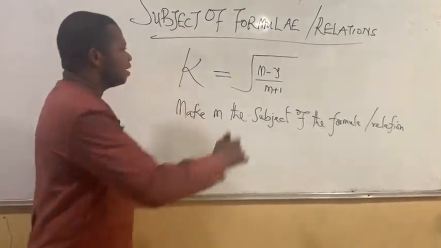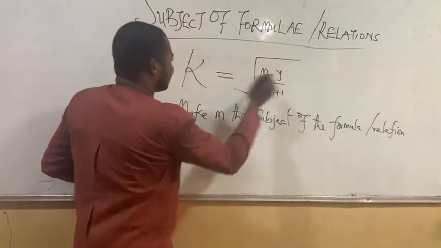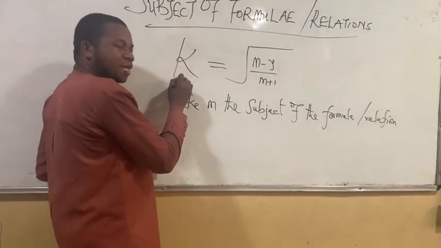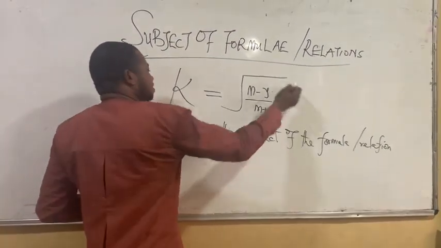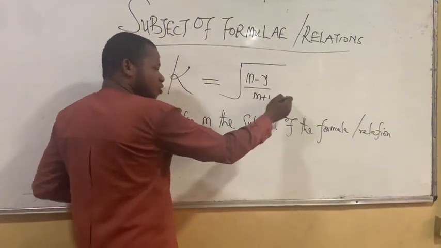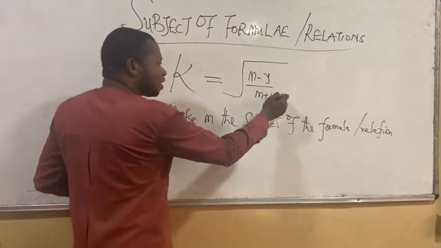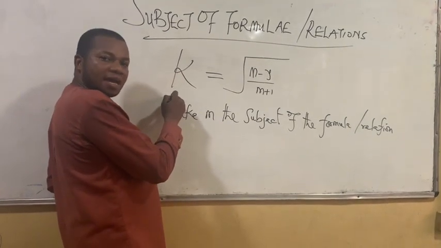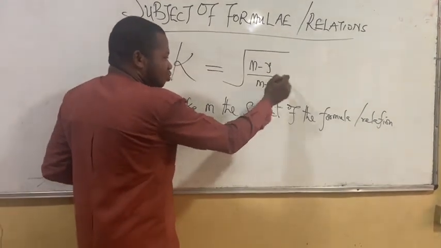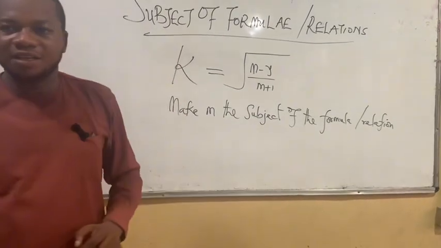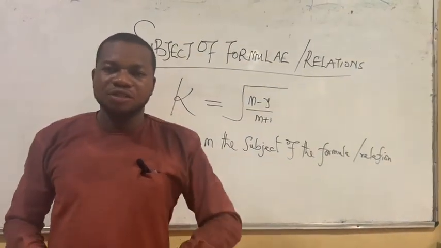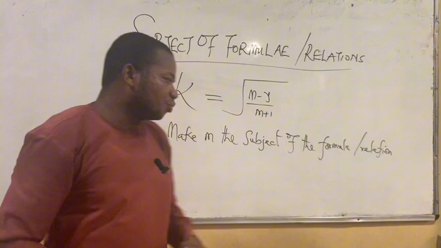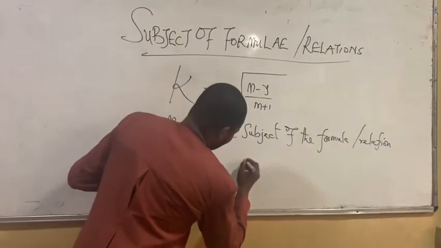That is to say, this formula you are seeing here is subject to this k. So here now, we want to convert this, we want to deduce this, we want to transpose this, such that this m is now bearing the position of this k, and then every other letter will now be subject to it. That's what we mean by subject of formula. Now, how do we do this? Very simple. Solution.